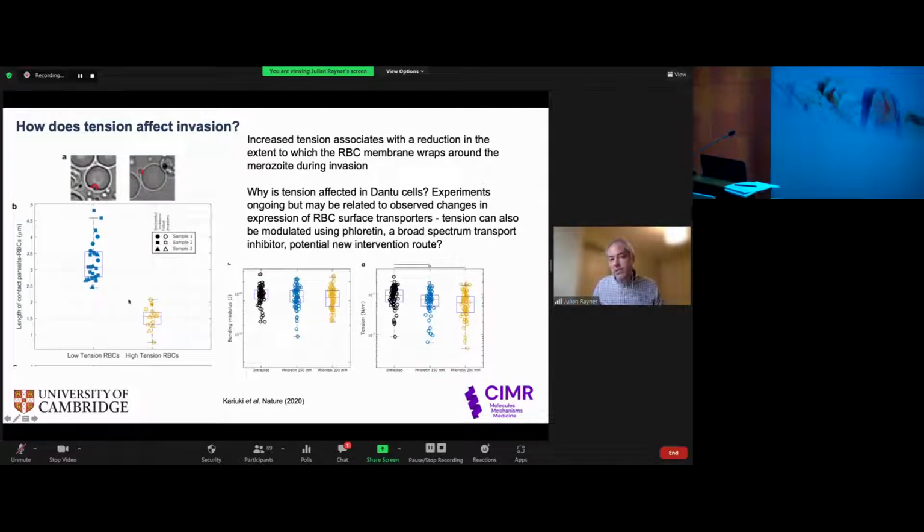What is it in Dan2 cells that's causing this increase in tension? We just don't know the answer yet. But if you remember back to the proteomics data I showed you, there are several surface transporters that have changed in expression levels between non-Dan2 and Dan2 cells. And we think it's potentially the case that it's the modified expression of one of those transporters that is increasing the tension. So if you use a broad spectrum transport inhibitor called Floritin, you can affect the tension of red blood cells in a significant way. And we're going on to follow that work up now.